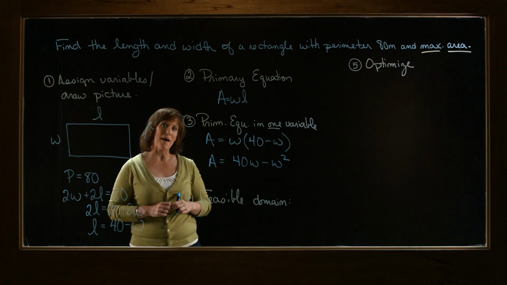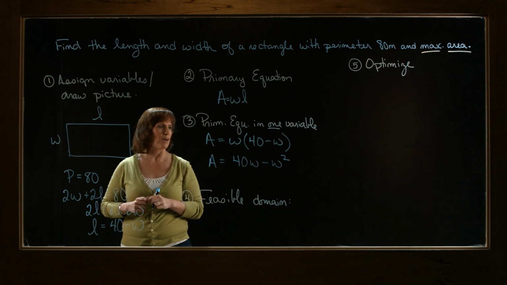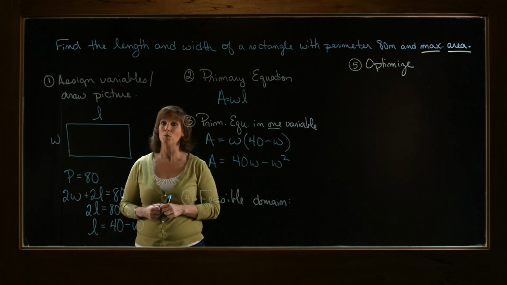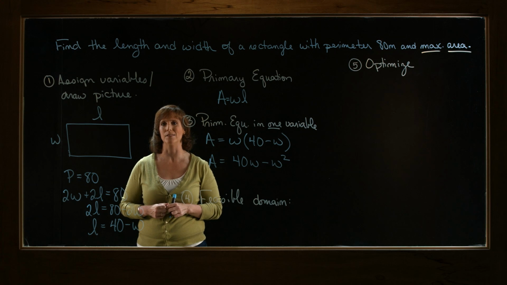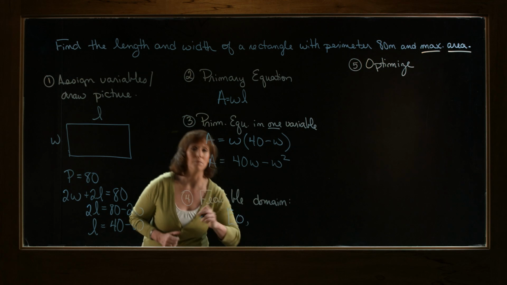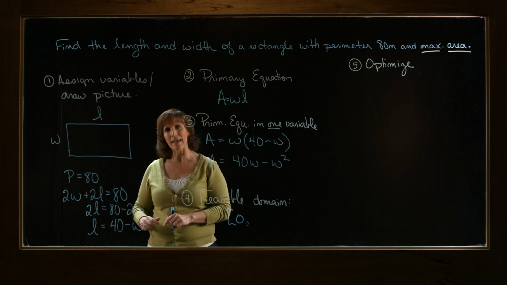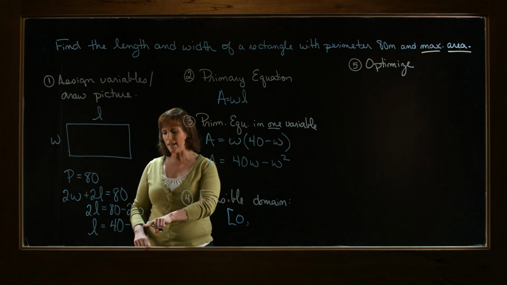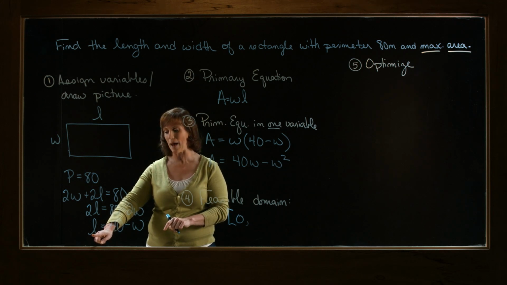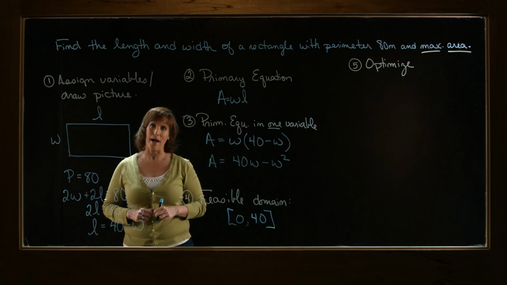Now, before I dive into the maximizing process, I want to think about a feasible domain. If I have a rectangle and I'm considering what possible values of W I can use, a lower bound would be 0. It doesn't make sense to have a rectangle that has a width of -5 meters, for instance. So my lower bound is going to be 0. What would my upper bound be? We can get that by looking at that secondary equation. If one possibility is that the width is 0, the other possibility would be that the length is 0. And if that happens, my width would be 40. So 40 will be my upper bound.